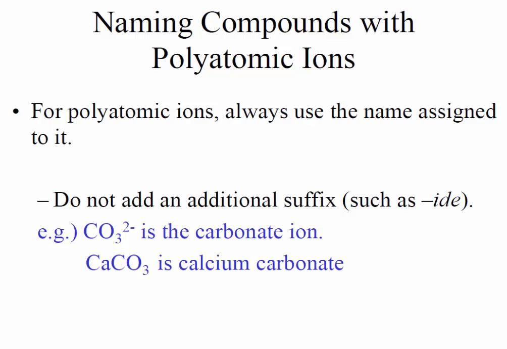Polyatomic ions. Some of these ionic compounds will contain polyatomic ions. We have a list of them that you've been provided. You just have to memorize what they are and what their charges are. So know the names of your polyatomic ions, the formulas, and the charge. For the polyatomic ions, you just use the name that's assigned to it, so you don't change the ending to "ide." For example, CO3 -2 is the carbonate ion, so if you see the compound CaCO3, you name it calcium carbonate. Don't do anything else to the name.